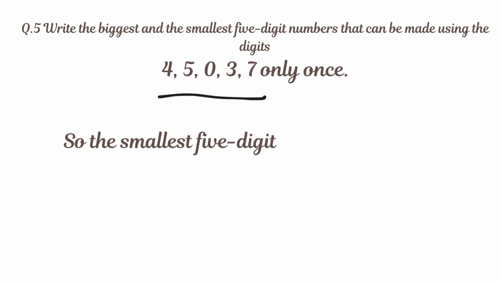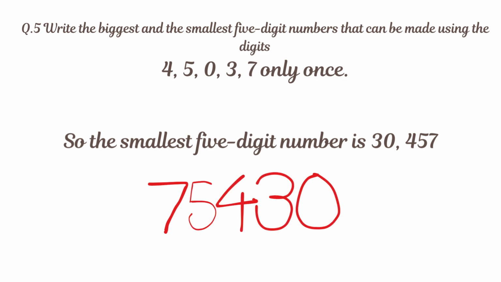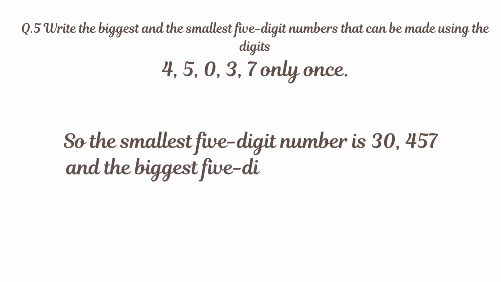For solving this question we can use the method of ascending and descending. But in case you have the digit 0, always put that digit at the second place to form a 5-digit number. You can also use this step to form 3-digit, 4-digit numbers and so on. So now we have formed the smallest 5-digit number, but we also have to form the biggest 5-digit number. So we will first take the biggest digit, then the next smaller digit, then the third, and so on. So the biggest 5-digit number is 75,430.